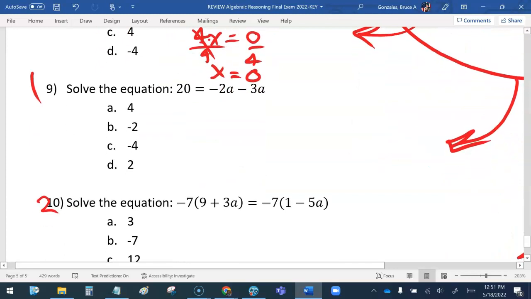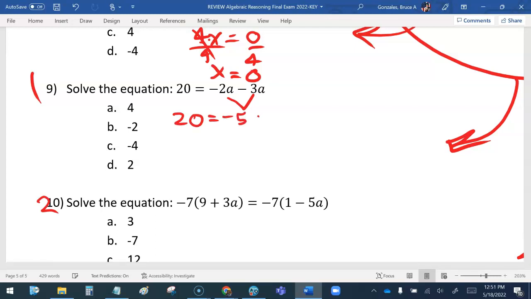Number 19. Two a's on the same side, so 20 equals negative 2 minus 3, which is negative 5a. Last step, to get rid of that negative 5 coefficient that's being multiplied, I'm going to divide by negative 5, divide by negative 5, and I get negative 4.